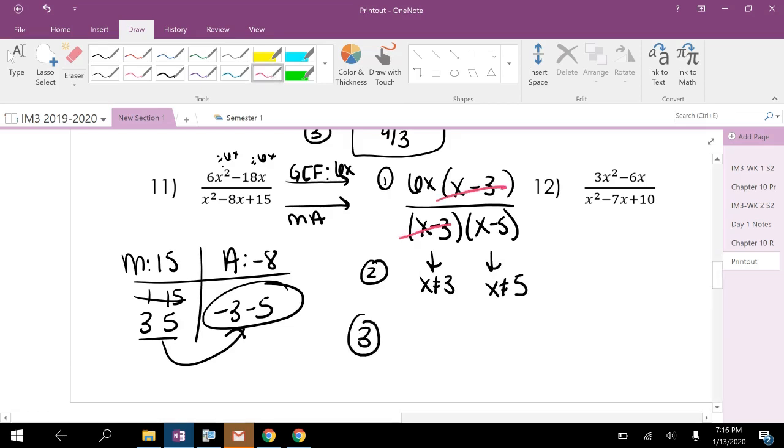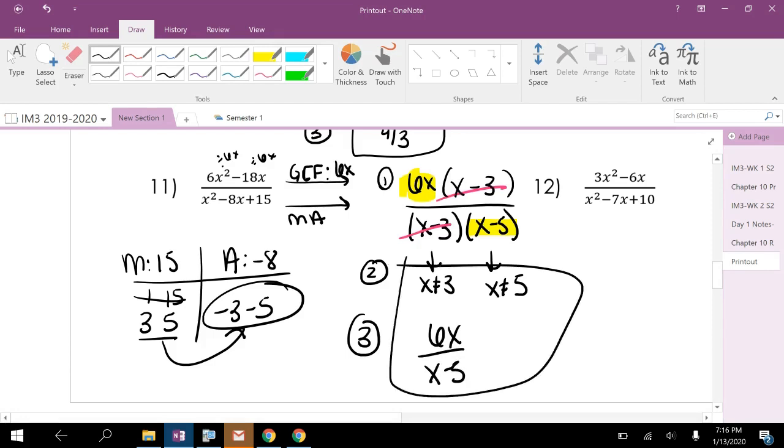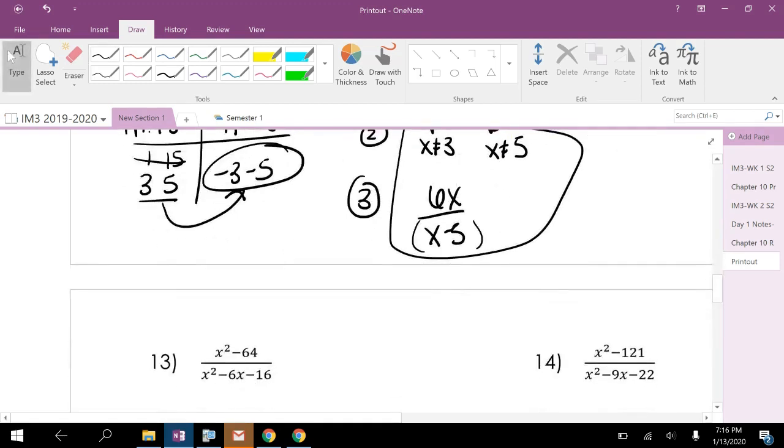So gone, gone. If you look here, what's highlighted, 6x divided by x minus 5. 6x divided by x minus 5. Done. You can put the parentheses in. You can leave them out, whatever works for you. All right, so let's go ahead and flip the page, and take a look at number 13.